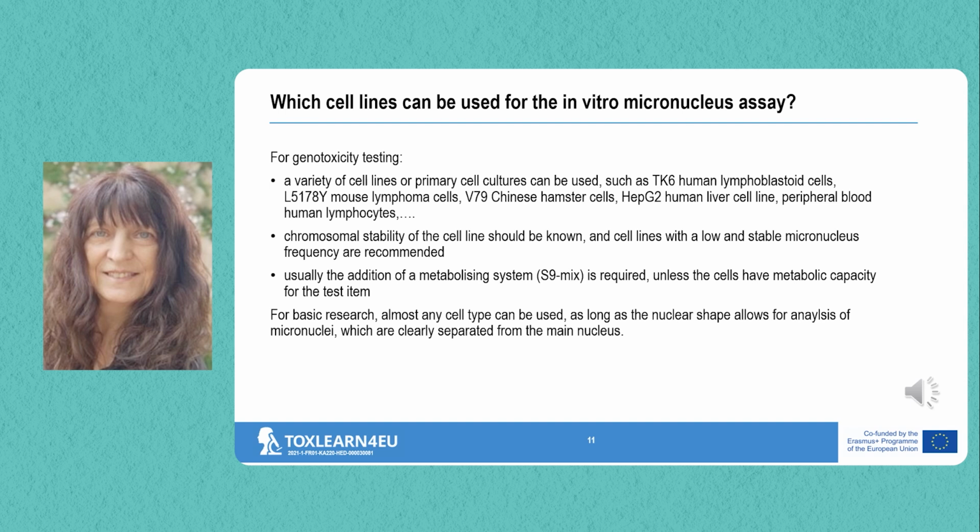The chromosomal stability of the cell line should be known, and cell lines with a low or stable micronuclei frequency are recommended. Usually the addition of a metabolizing system, so-called S9 mix, is required, unless the cells have metabolic capacity for the test item. For basic research, almost any cell type can be used, as long as the nucleus shape allows for analysis of micronuclei which are clearly separated from the main nucleus.